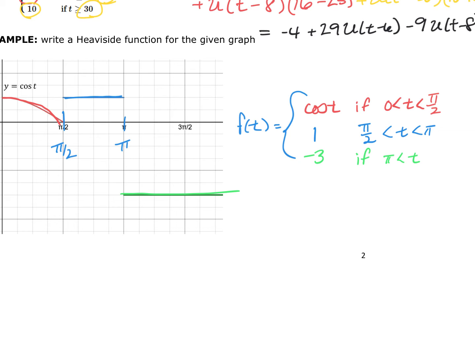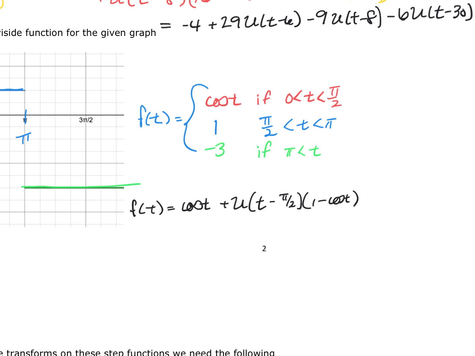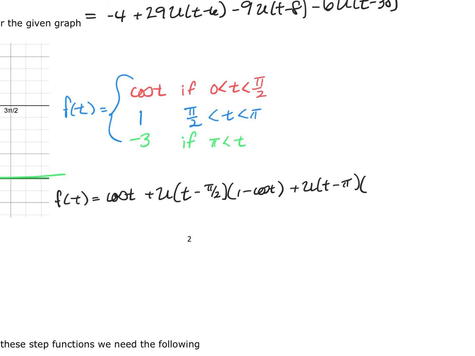or unit step function. So I have f of t is equal to, so I have my first f sub 1, which is the cosine of t, so cosine of t. And then plus u of, it'll be t minus my t sub 1, which is pi halves. And then it's going to be 1 minus the cosine of t. Now this time I have a function instead of a numeric value, and that's okay. Then plus u of t minus pi, and then it's going to be negative 3 minus negative 1.